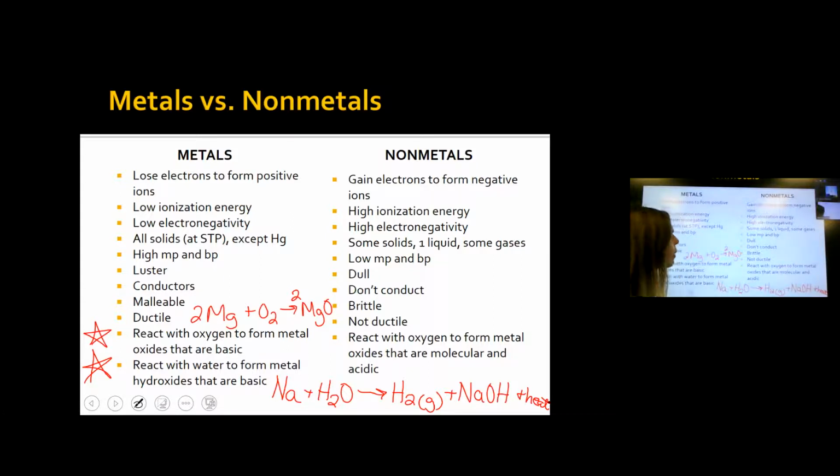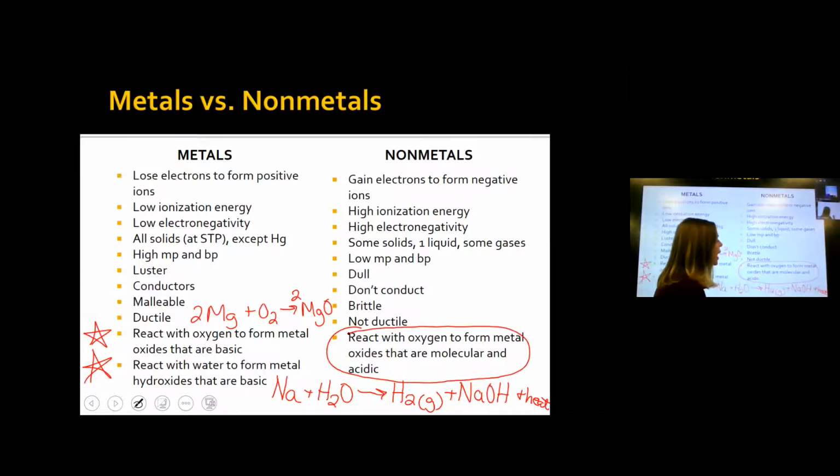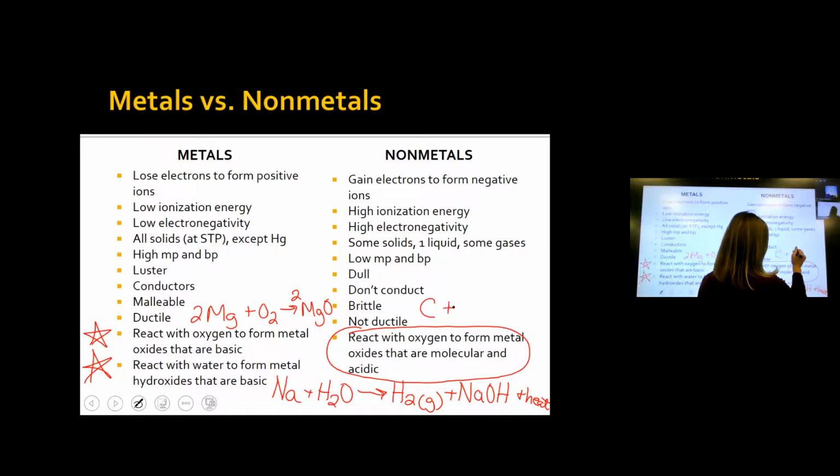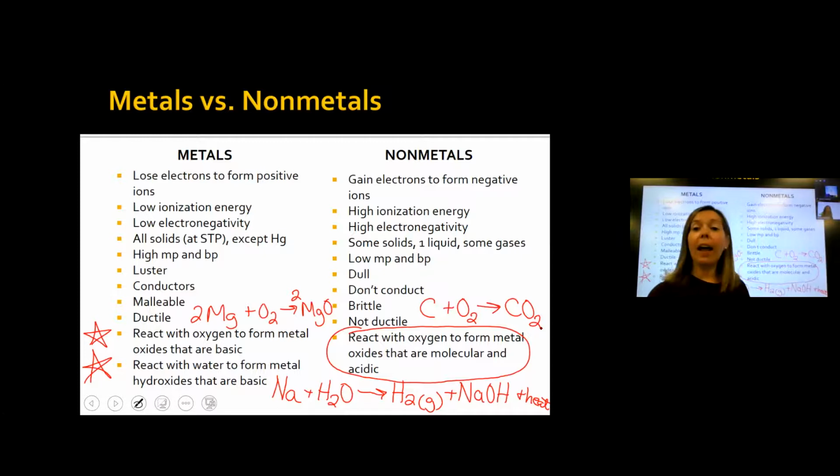With our nonmetals, they react with oxygen to form oxides that are molecular, covalent in nature, and acidic. So we can use an example to remember that too. So let's say we take carbon plus oxygen, which would give us carbon dioxide. Carbon dioxide will combine with water to make carbonic acid, which obviously is acidic. That's one of the reasons why soda is acidic.